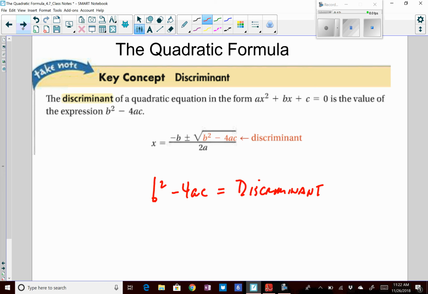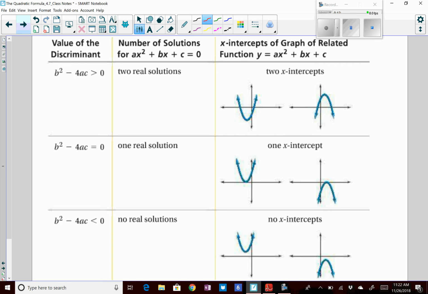So for example, if what we have calculated in that expression is positive, we know we would have 2 real solutions. If what we calculate in the expression is equal to 0, we would have only 1 real solution. And if what we calculate in the discriminant is negative, less than 0, there are no real solutions. So let's take a look at how that works.